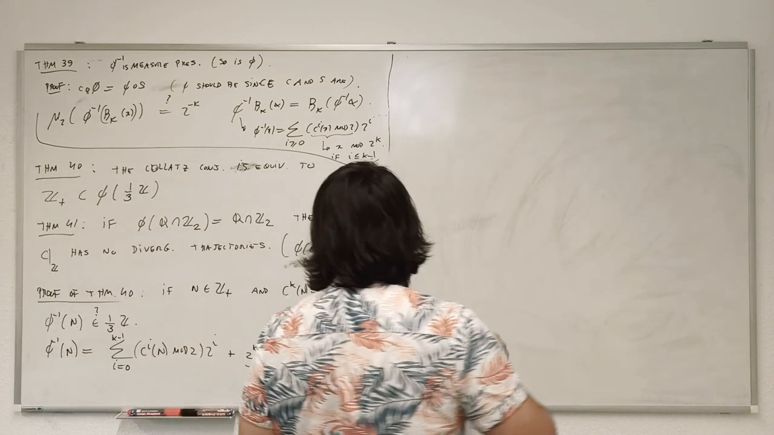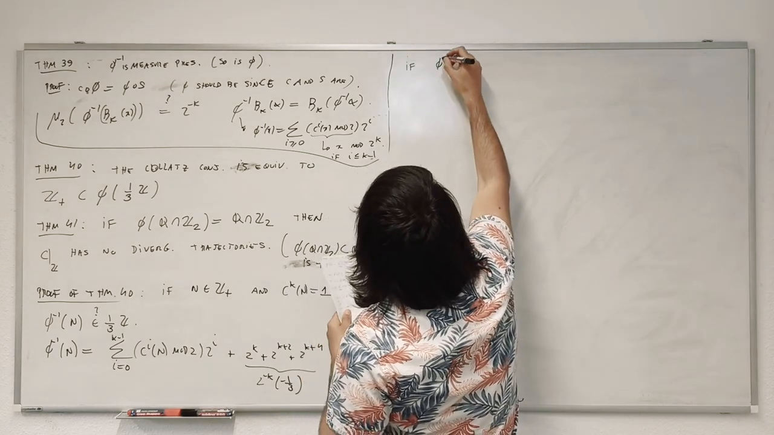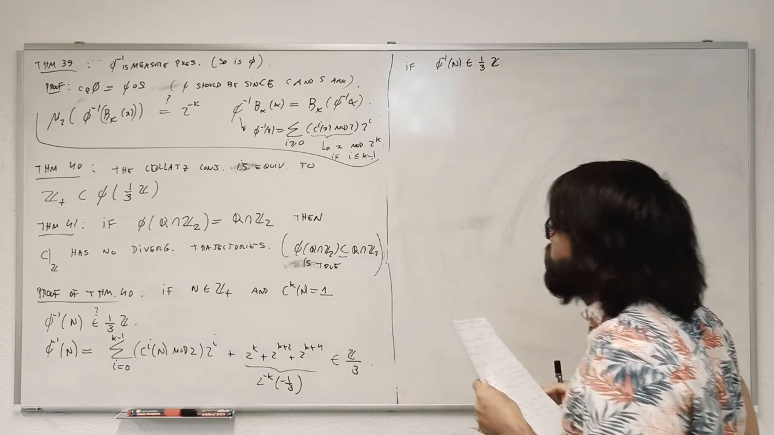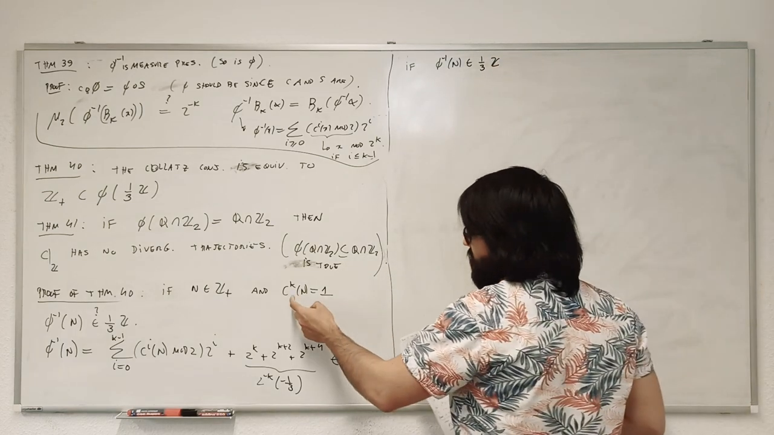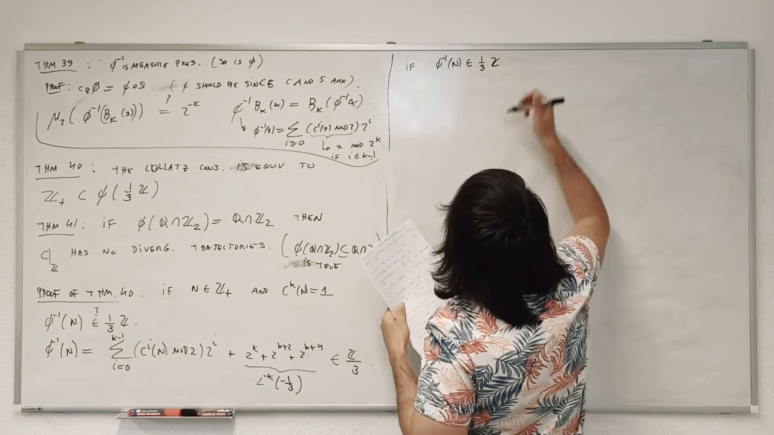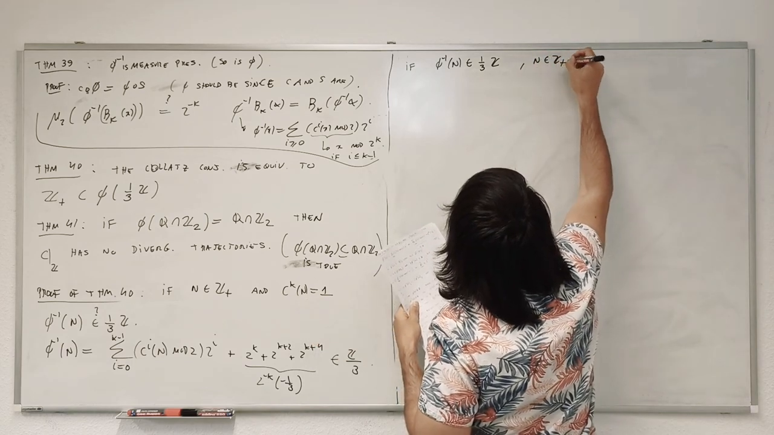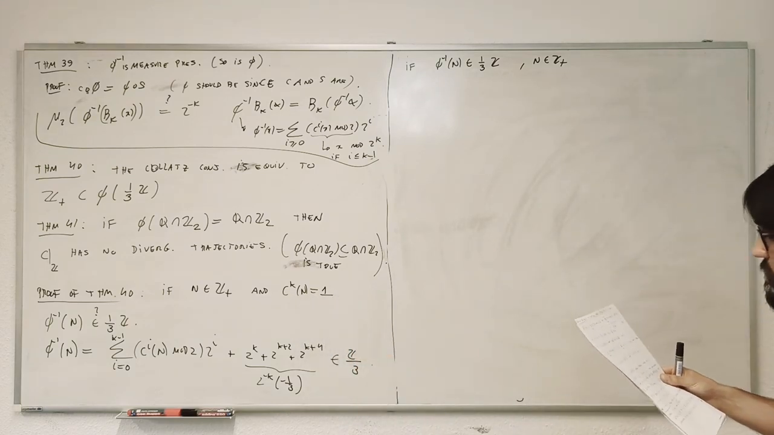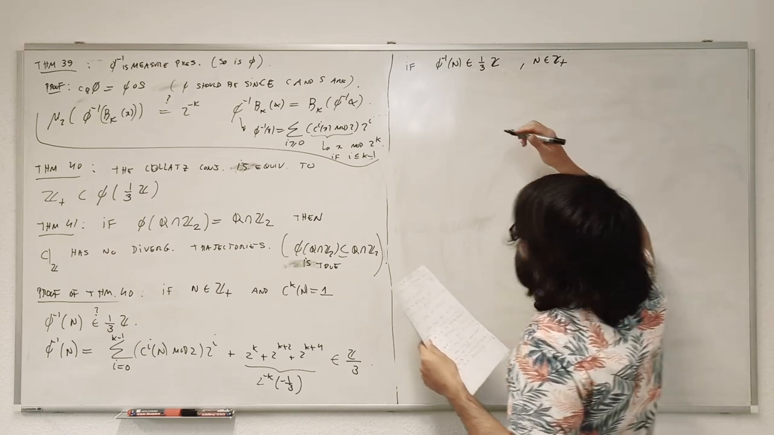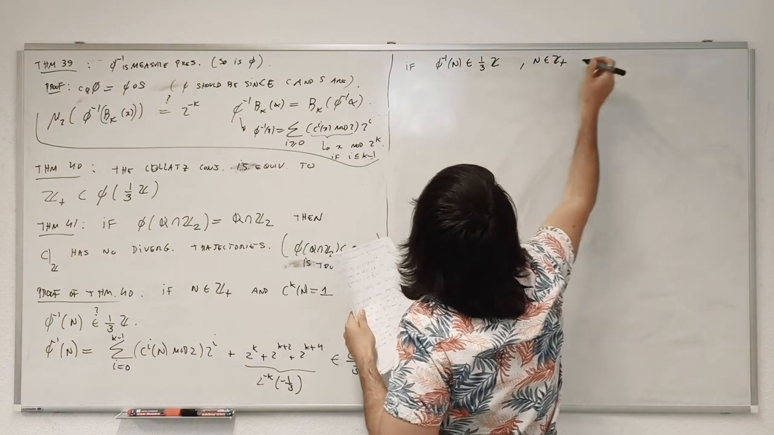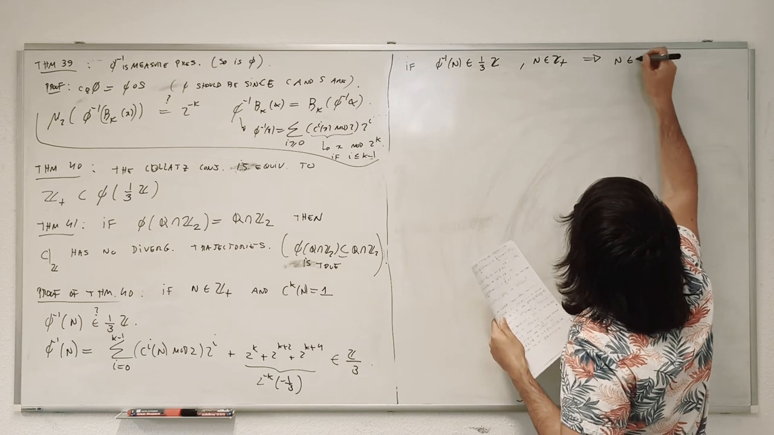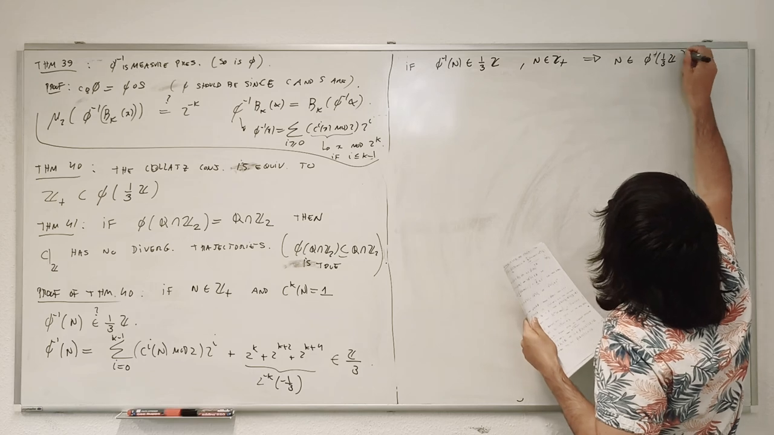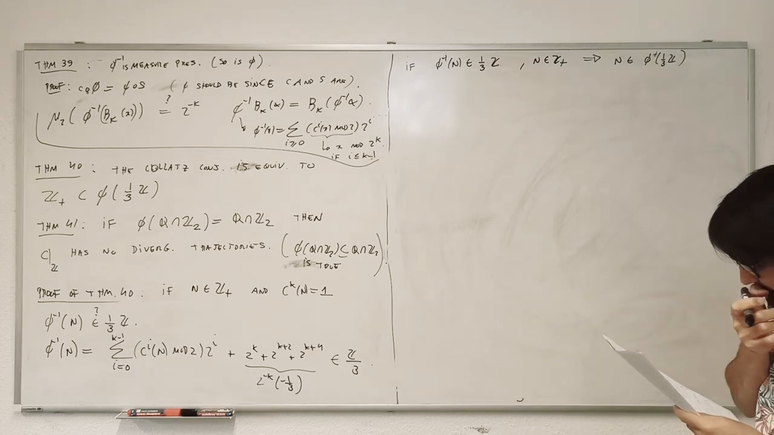Let me go to the other direction. If phi inverse of n belongs to 1/3 of Z, where n is a positive integer, then I have to show that C^k of n eventually gets to 1. So in particular, we get that n belongs to phi of 1/3 of Z. What do we do now?